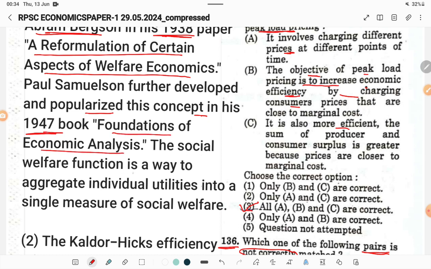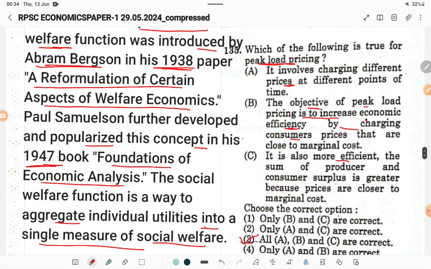The social welfare function is a way to aggregate individual utilities into a single measure of social welfare. You should remember this. The names of these works can be asked about in upcoming exams like UGC NET. The book by Paul Samuelson published in 1947 is Foundations of Economic Analysis, and the paper A Reformulation of Certain Aspects of Welfare Economics was written by Abraham Bergson.